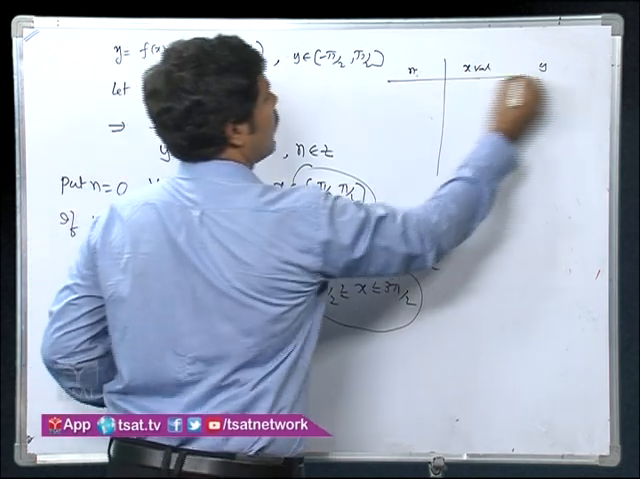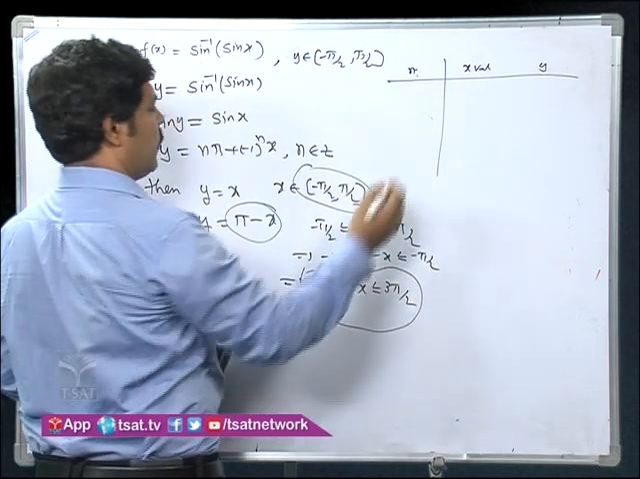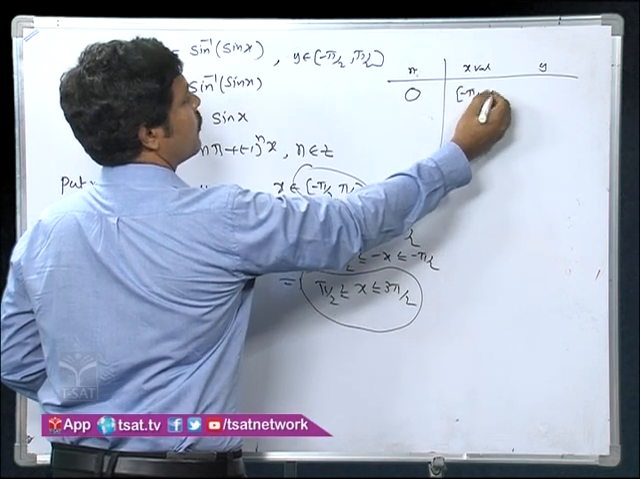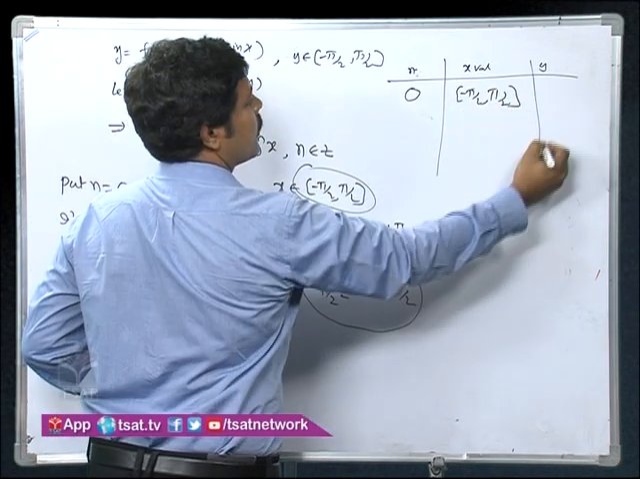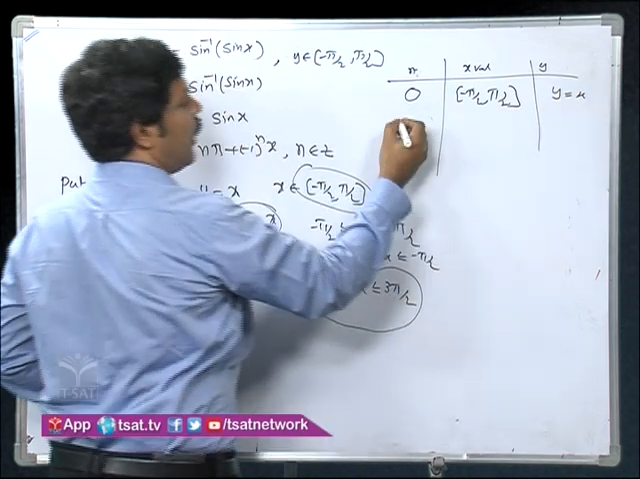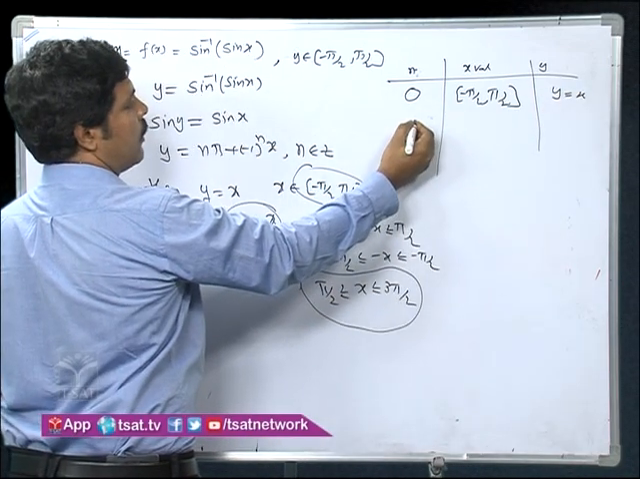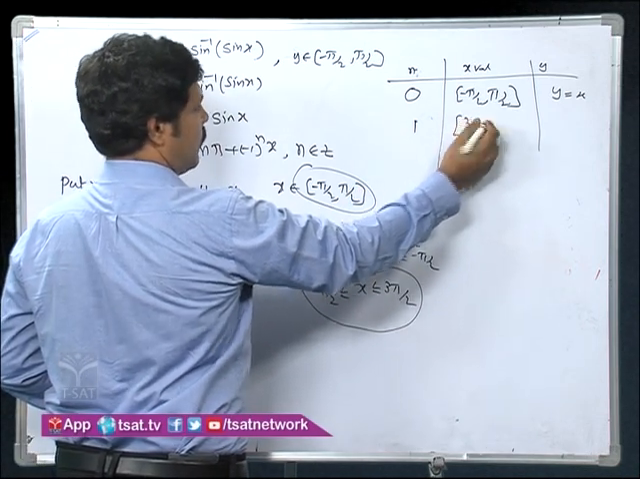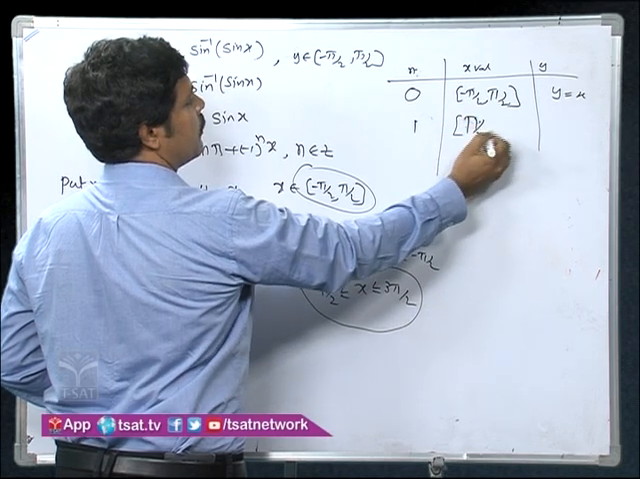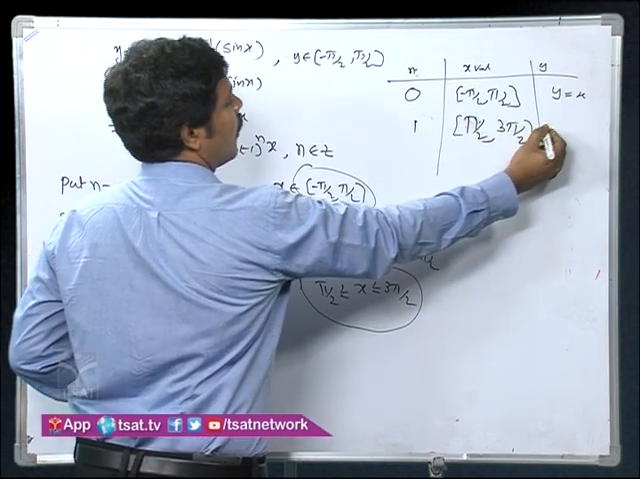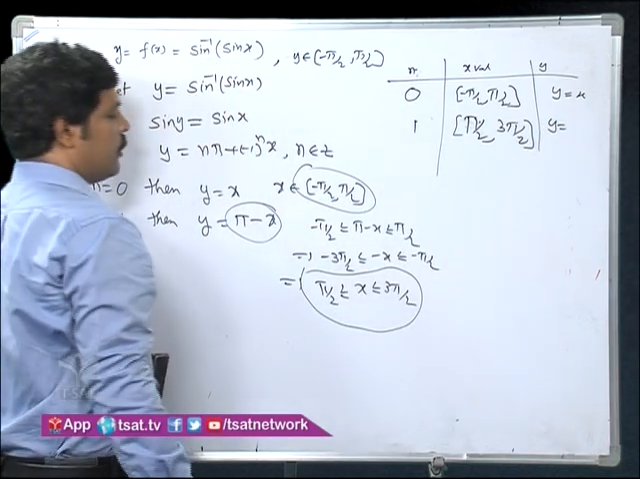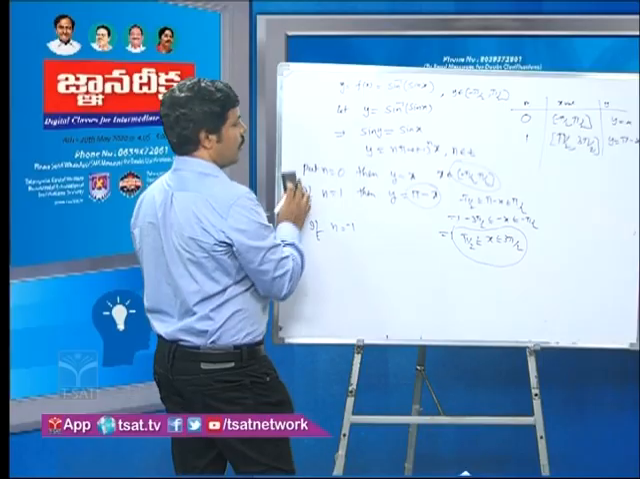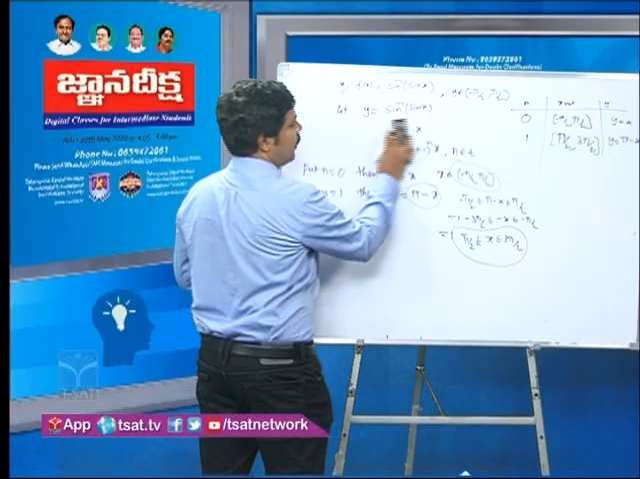When n is 0, the x values are from -pi/2 to pi/2, and y = x. When n = 1, the interval is pi/2 to 3pi/2, and the graph is y = pi - x. Now we draw the graph.